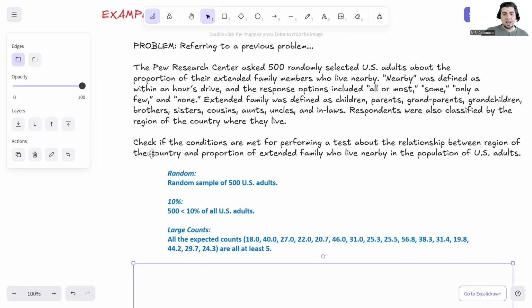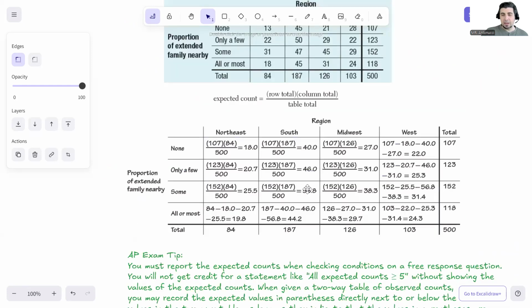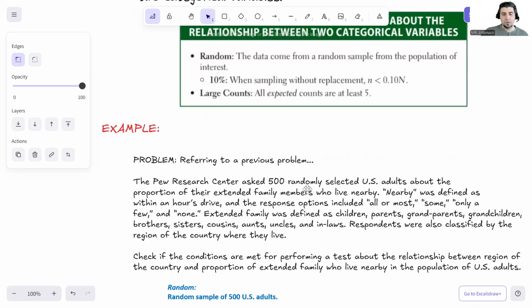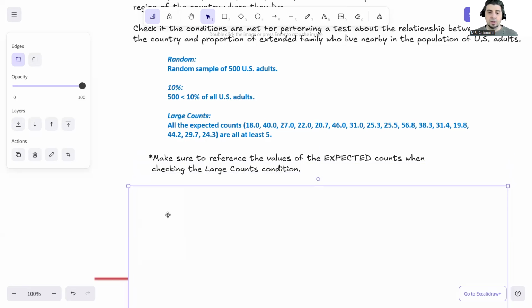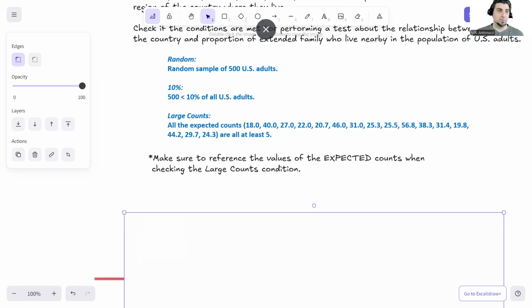And the large counts. We had calculated the large counts up here in this table, so we can actually refer to that as we're working through the problem. So all expected counts, and then we listed them, are at least 5. So make sure you reference the values of the expected counts when checking the large count condition. Okay, it's essential that you do that, that all the expected counts. You don't want to say all the counts, and you certainly don't want to say all the observed counts. You want to specify that it is expected counts.